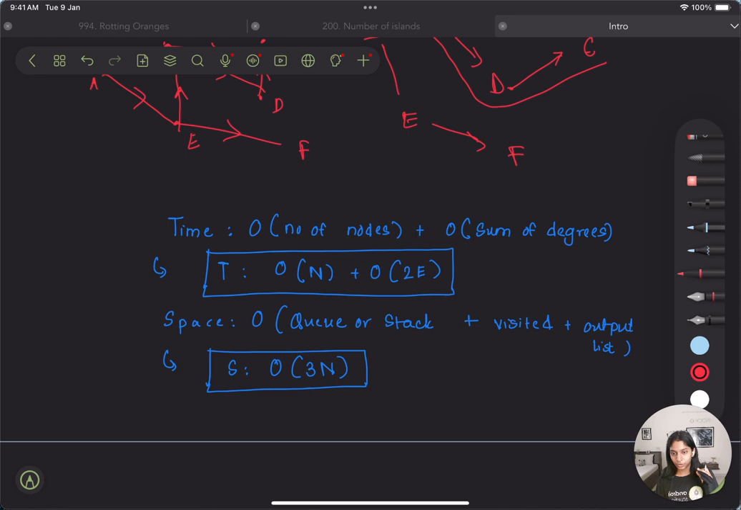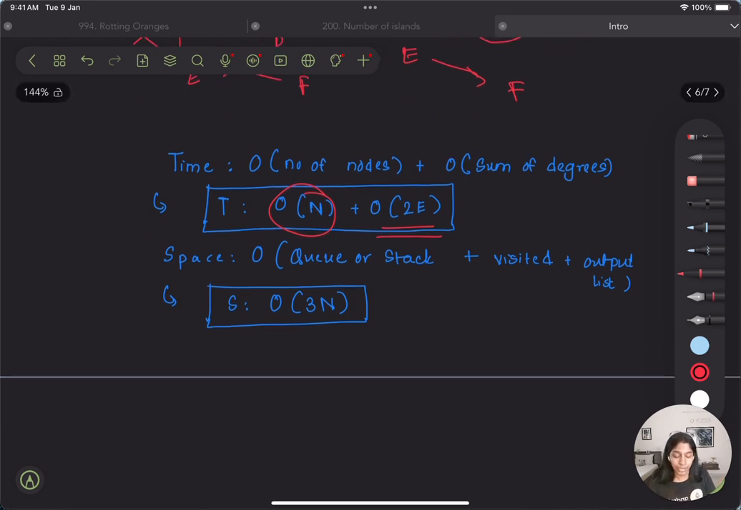Okay, so when we see BFS or DFS, we want to consider the time complexity. So what's happening? We're going through n different nodes. So that's O of n here, and we're also traversing all of their degrees, right? So the sum of degrees, as we talked about earlier, is basically 2 times the number of edges. So that's the time complexity for both BFS and DFS.